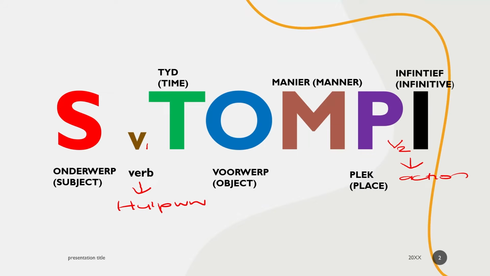Let's just go over it one more time. So, STOMPI. Subject, verb 1, time, object, manner, place, verb 2, and infinitive. Remember, infinitive is our om te. Now we're going to take a look at a sentence to see whether we can construct a sentence in Afrikaans successfully, guys. And remember, not all of this has to be in a sentence except your subject, your verb, and also an object. The rest doesn't have to be there.